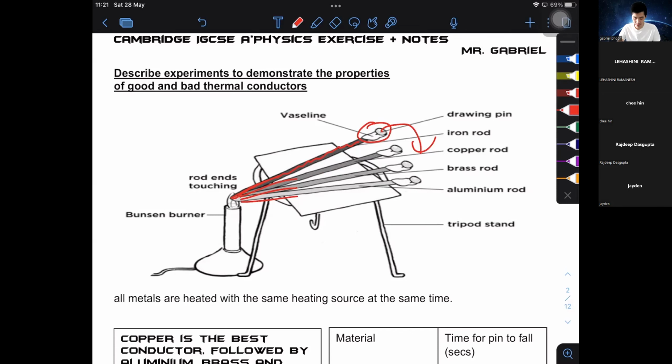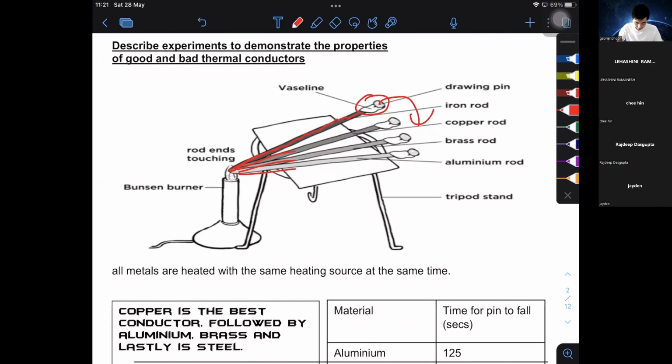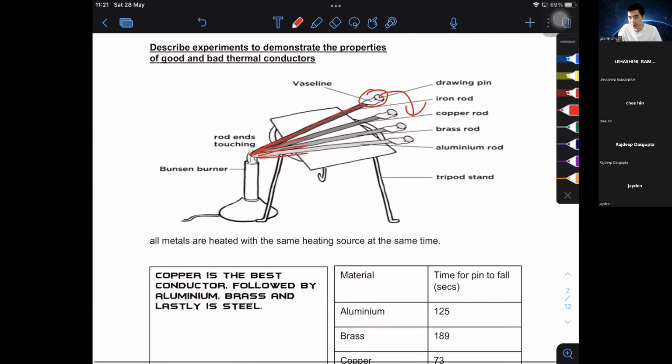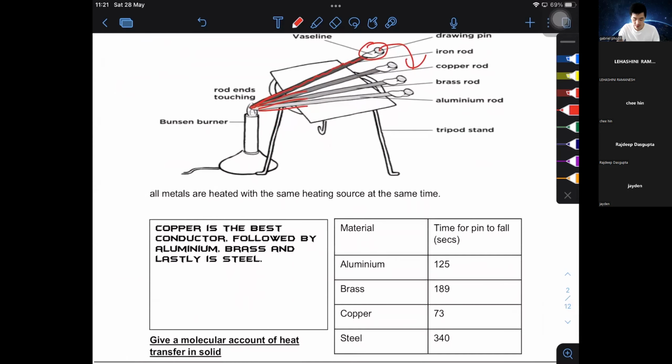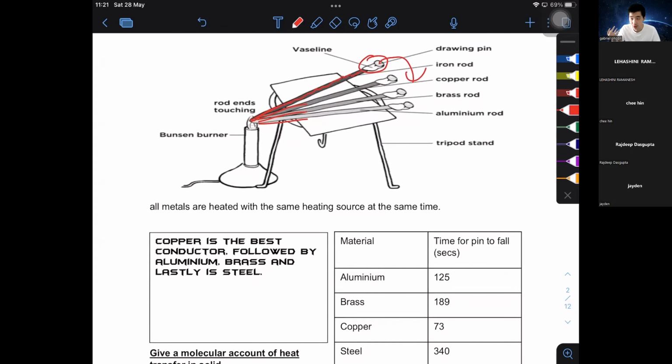So looking at this experiment here, it is essentially just trying to find out which one is the best conductor. In conclusion, whoever can drop the drawing pin the fastest means to say that heat was conducted onto them the fastest, and in other words, they have the best conductivity, right?